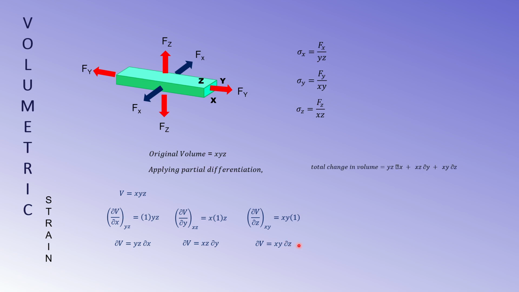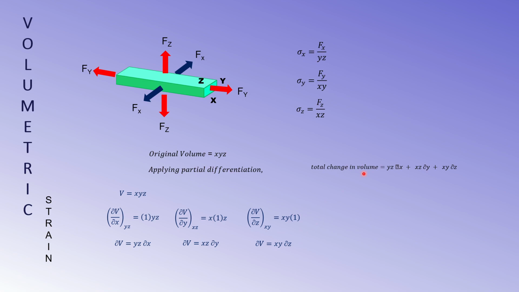So now we work out the total change in volume here. This is missing, this should be delta again also. This should be corrected later. So for the total change in volume, you just need to add up this with this and this. So you have the total change in volume.